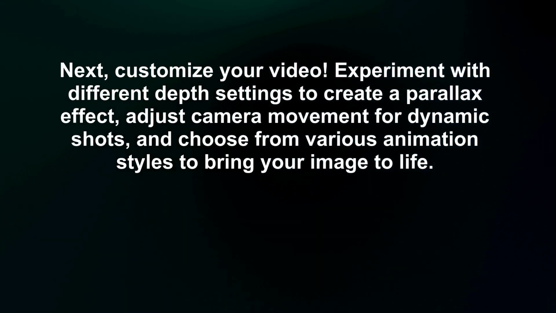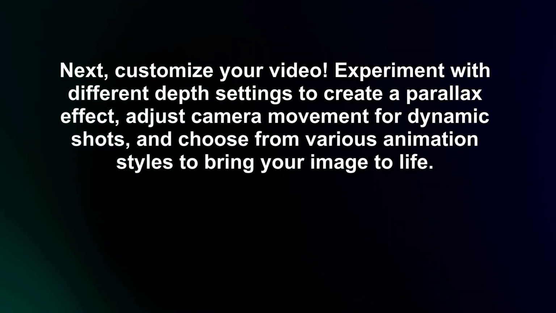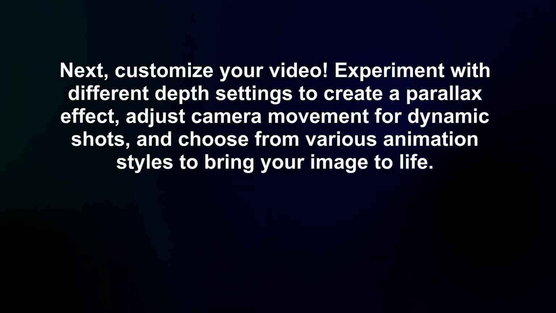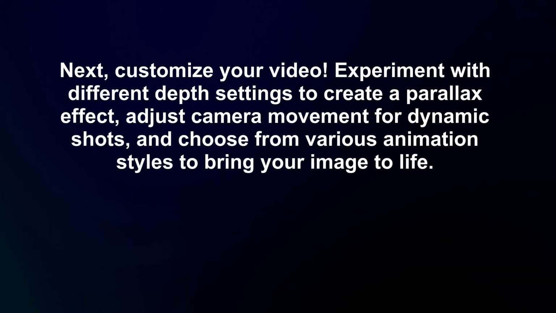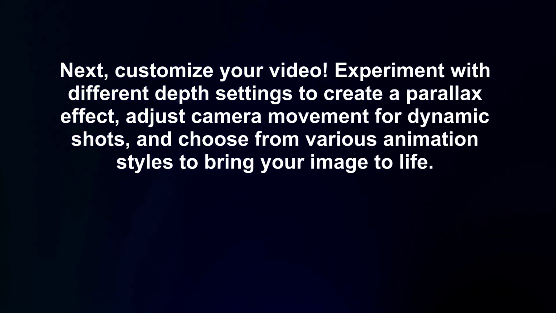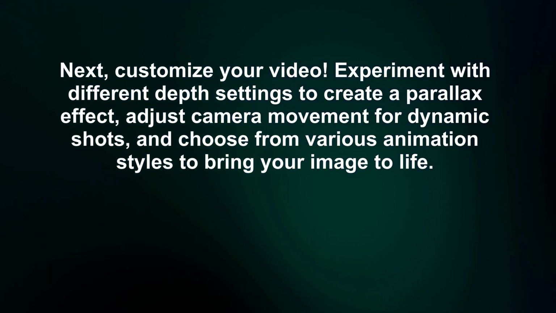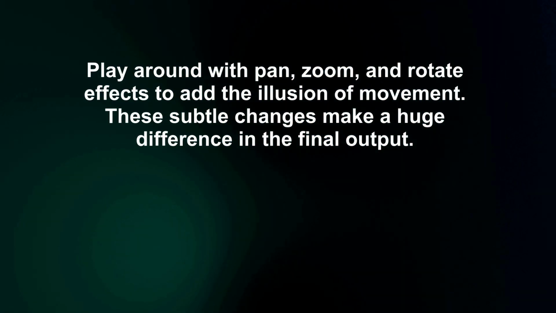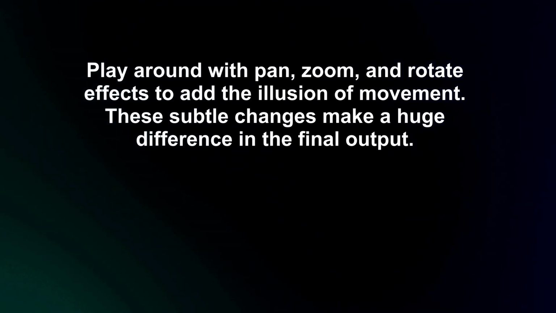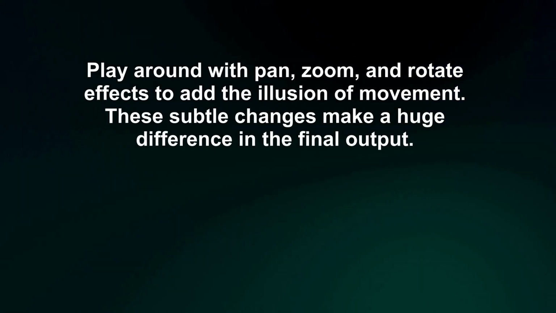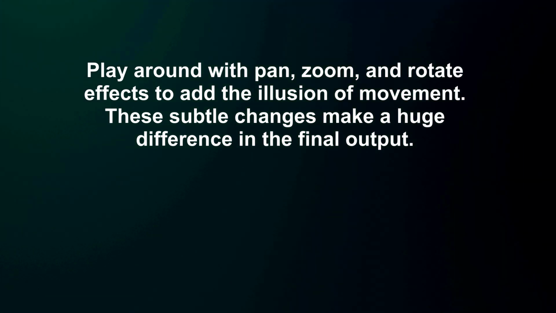Next, customize your video. Experiment with different depth settings to create a parallax effect. Adjust camera movement for dynamic shots, and choose from various animation styles to bring your image to life. Play around with pan, zoom, and rotate effects to add the illusion of movement. These subtle changes make a huge difference in the final output.